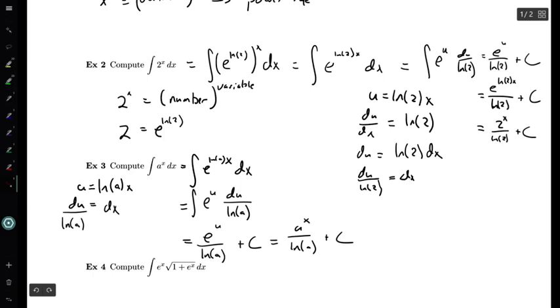So for the particular case where a equals e, as I was talking about earlier, we'll have e to the x over natural log of e, but natural log of e is just 1. So this formula agrees with what we already know about the integral of e to the x. But now we have a nice, more general formula for the integral of any base that we like for our integrand.